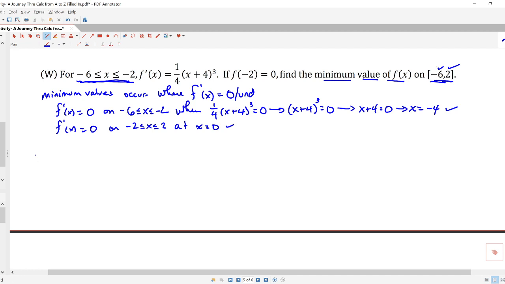So how do we do that? We need to first of all find out what f is. So we're going to take the integral of f prime of x. The integral of 1/4 (x plus 4) cubed is, now because this u here has a derivative of 1, this is very nice. I'm going to throw a dx in here. So we just get (1/4 (x plus 4)) to the 4th over 16 plus a constant.